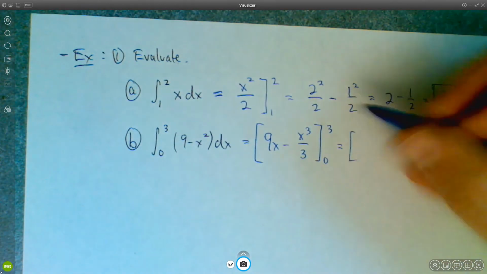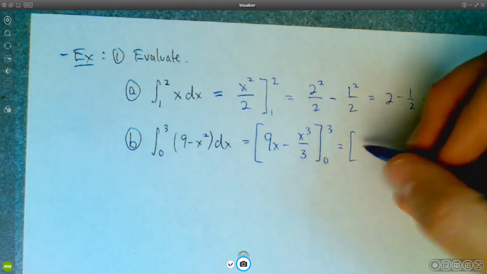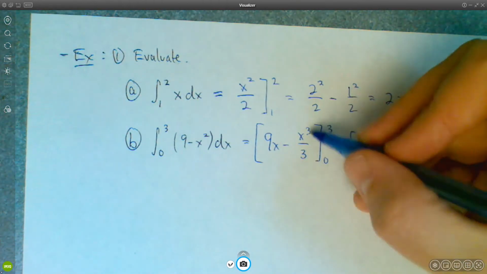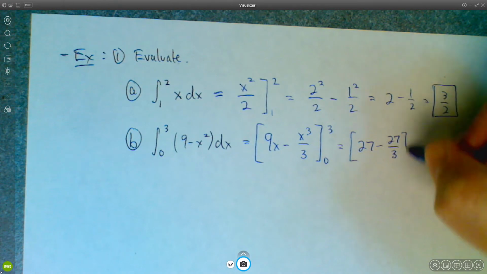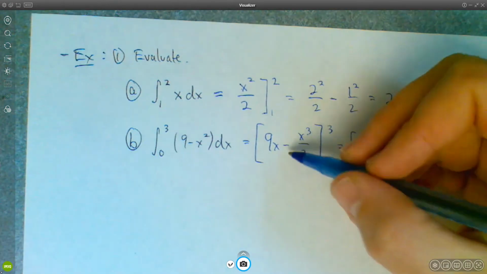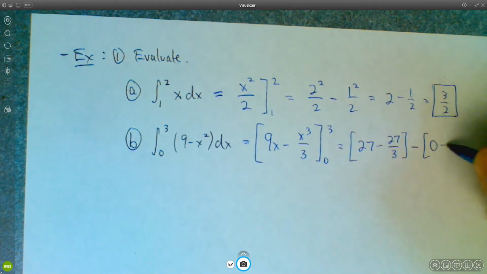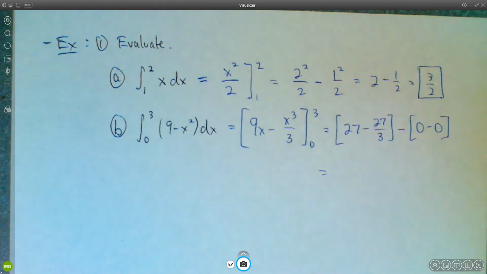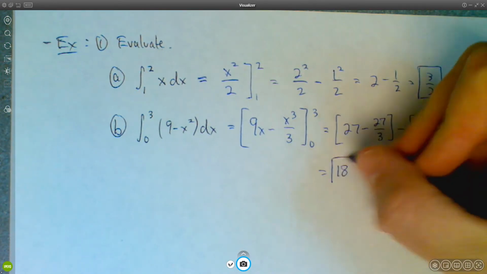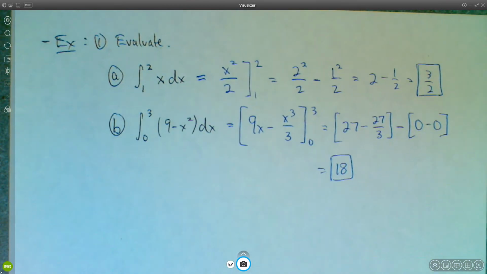So this is going to be 9 times 3 is 27, minus 3 cubed is also 27, minus, and when I plug in 0, I'm just going to get 0 minus 0. Alright. So that's 27. 27 divided by 3 is 9, right? So this is 27 minus 9, which should be 18. And there's our final answer.